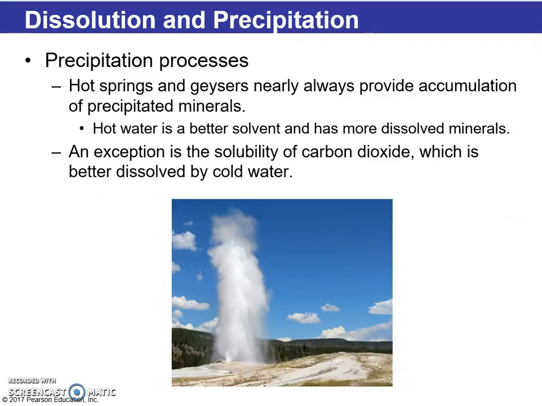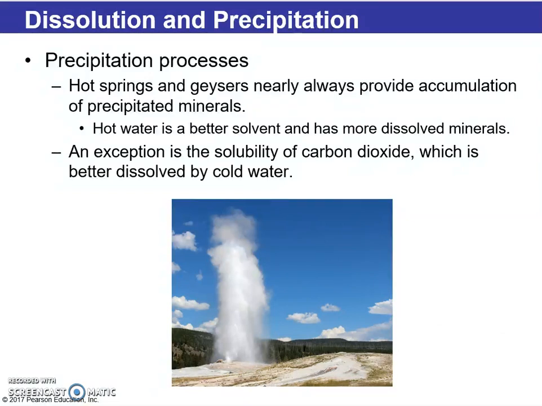Okay, precipitation processes: hot springs and geysers. A great example of this is Yellowstone National Park, a great place to go and visit and see the outdoors. These provide accumulation of precipitated materials. Hot water is a better solvent and has more dissolved minerals, so hot water has a higher capacity to dissolve; it's more soluble when it's hot.